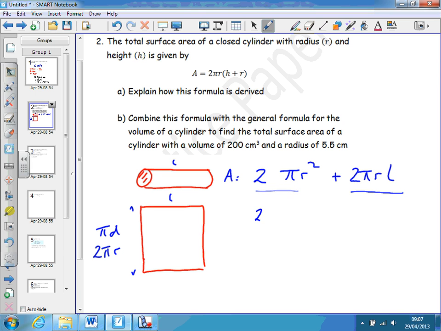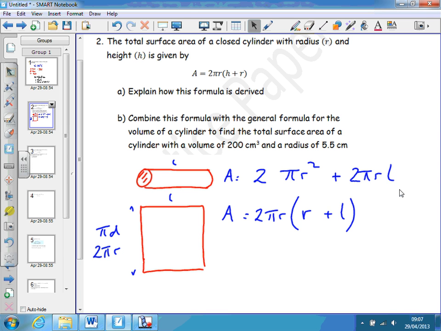So I can take 2 pi r outside the bracket, and what am I left with inside? What have I got to multiply 2 pi r by to get back to 2 pi r squared? R. What have I got to multiply 2 pi r by to get 2 pi r L? L. So r plus L is what's left inside the bracket, and that's the formula for the area that you're given, where instead of L we've got H, the height of the cylinder, but same thing. So that's part A done.